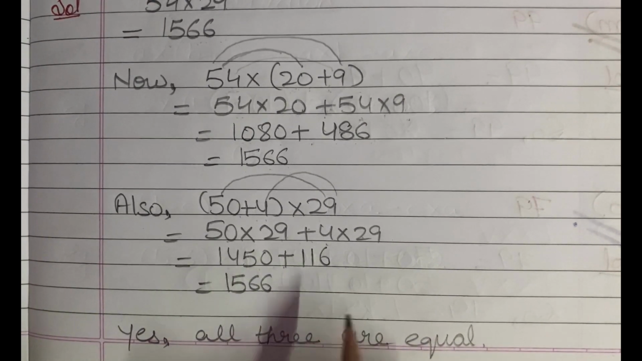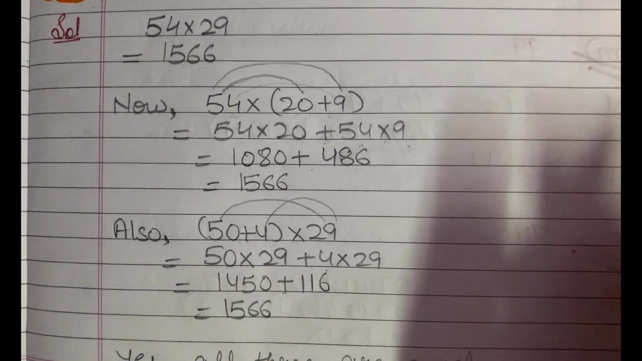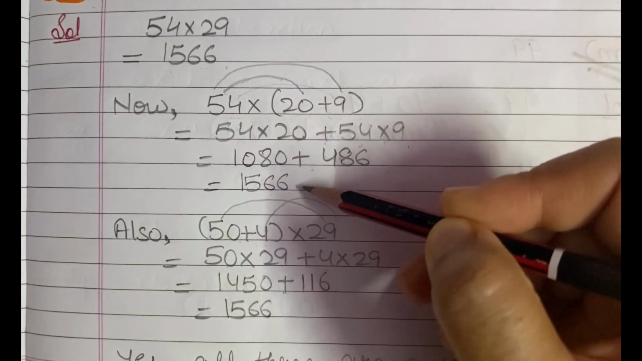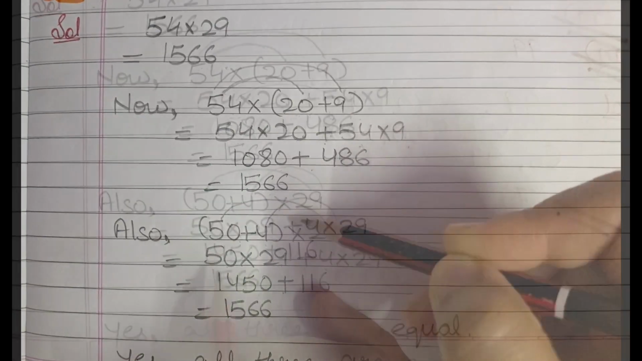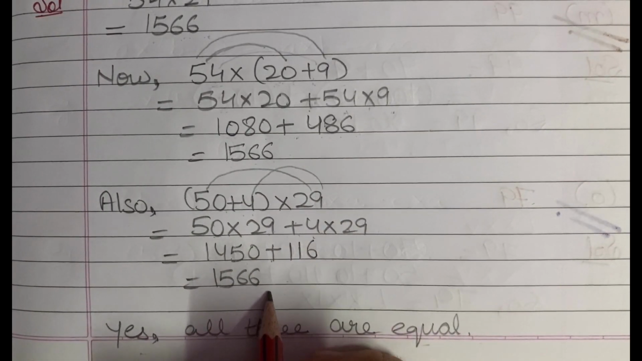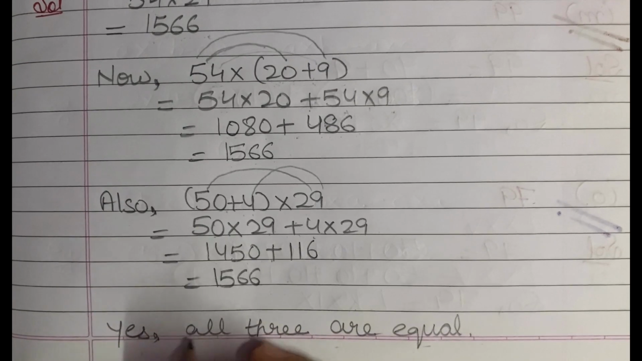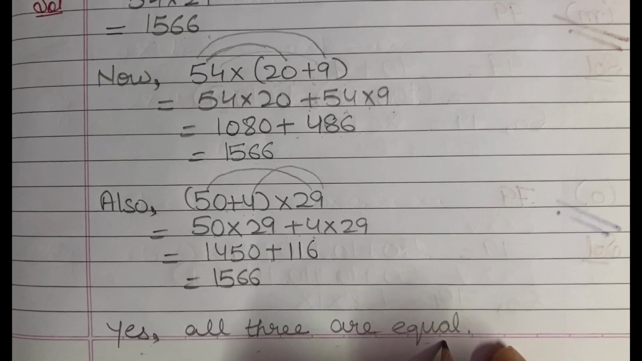1566. So here you can see that in all the three cases 1566 is coming. So that means yes, all three are equal. Hopefully it is clear to you.